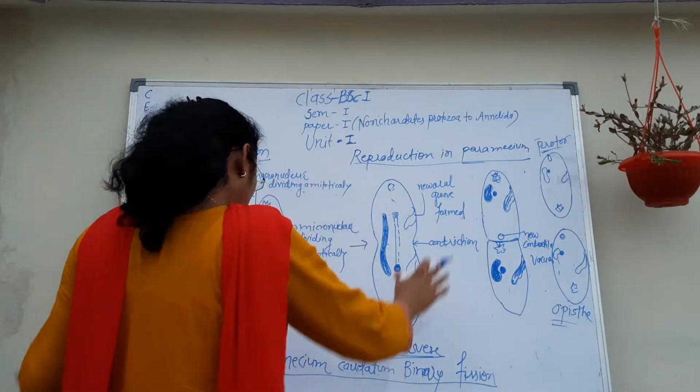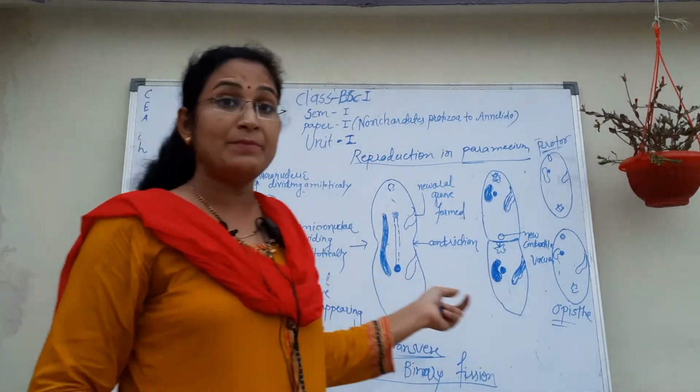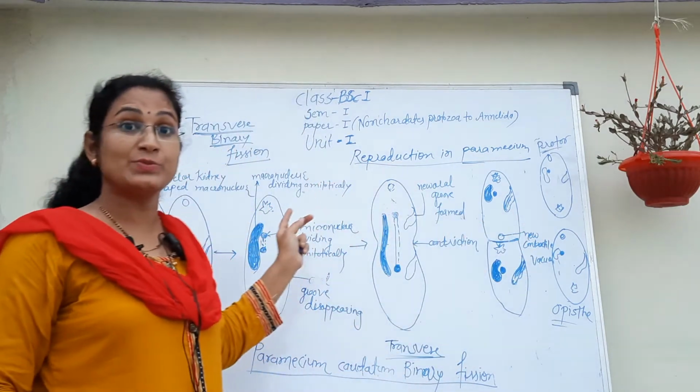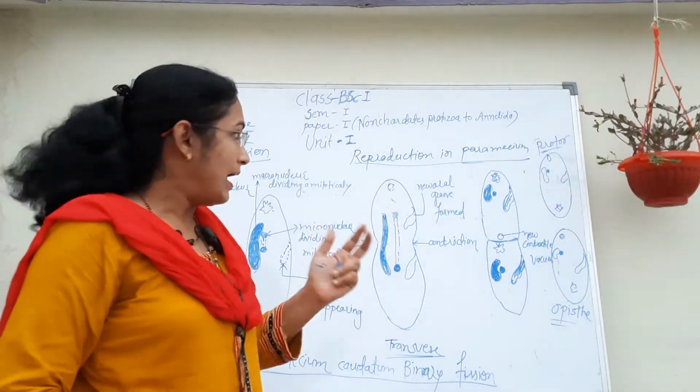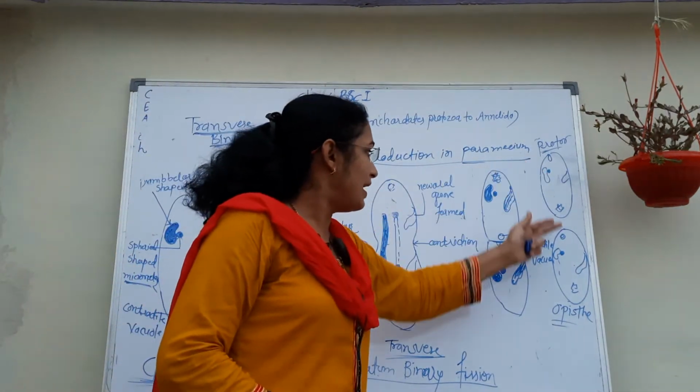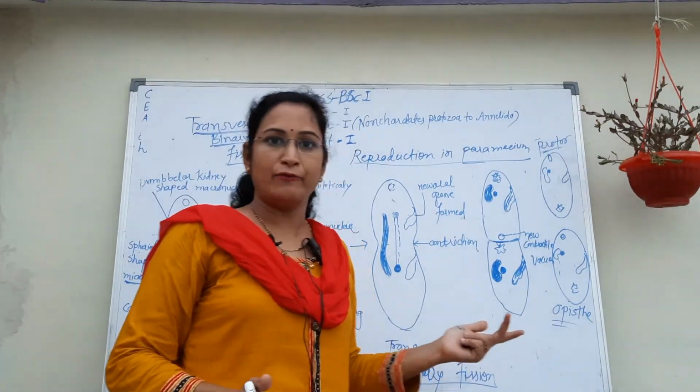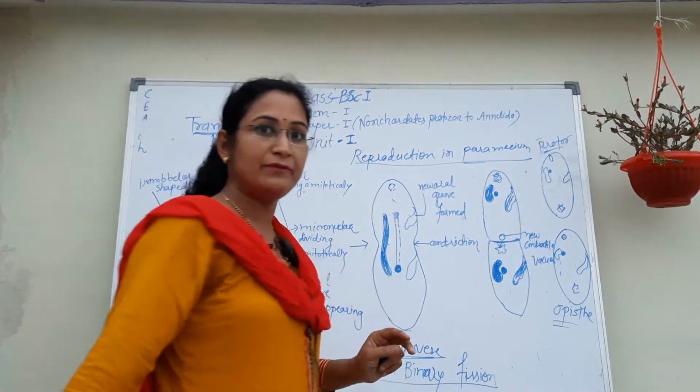So from one parent Paramecium, two daughter Paramecium are produced. The Paramecium reproduces by transverse binary fission, and the proter and opisthe form at the end of this binary fission.